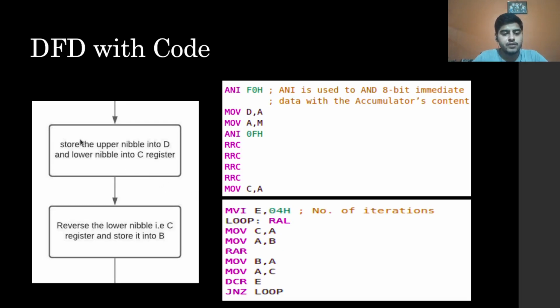Now after that, we have to store the upper nibble into D and the lower nibble into the C register. We first have to separate the upper and lower nibble. For this we are using the ANI instruction. It is used to AND 8-bit immediate data with the accumulator's content. After that we will move the upper or higher nibble into D, and we will do the same procedure for the lower nibble.